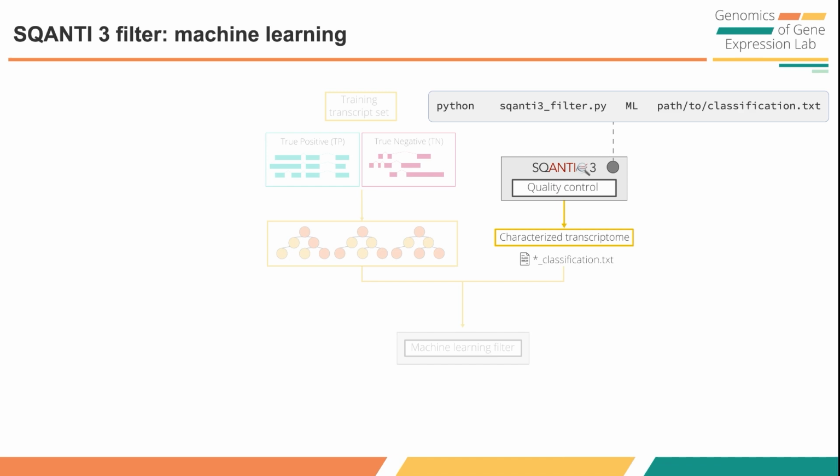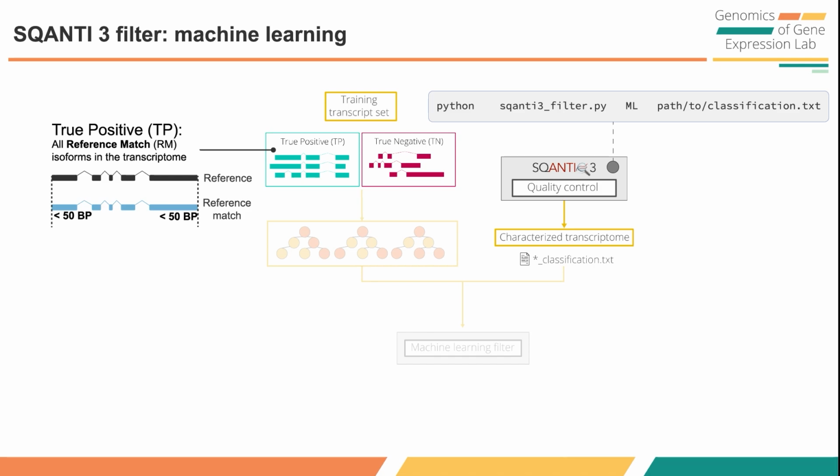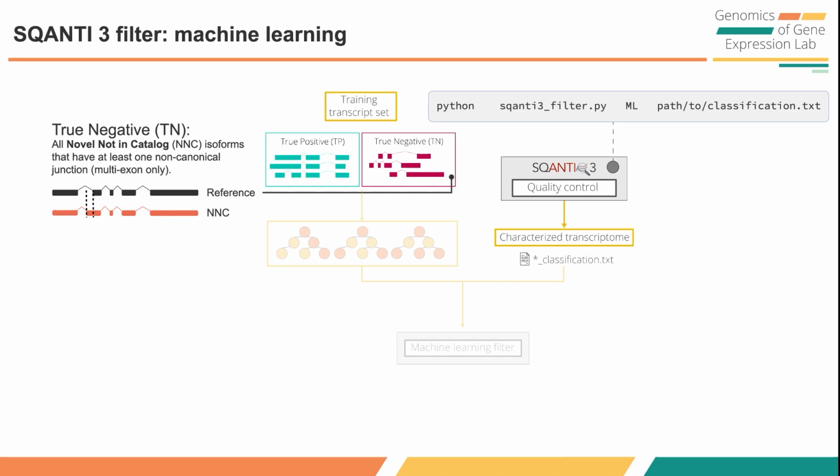SQANTI3_classification.txt file as follows. The classifier is trained with true positive and true negative sets, either provided by the user or the built-in options. By default, true positive is reference match, and true negative is novel not in catalog with non-canonical junctions.